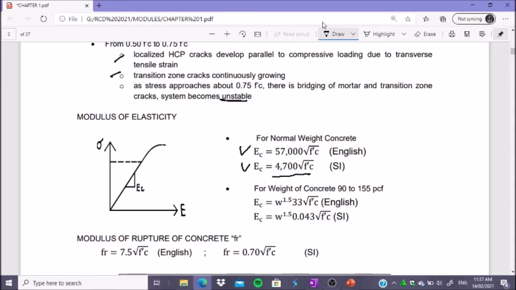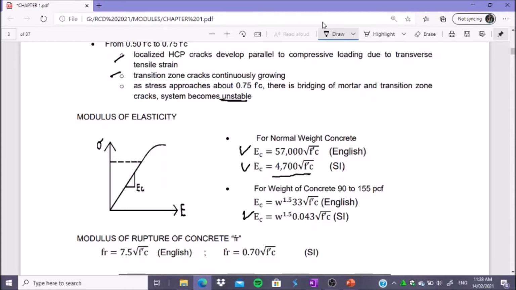Then we have for weight of concrete na 90 to 150 PCF. The modulus of elasticity is given as W raised to 1.5 times 33 square root of FC prime, that is for English, and W raised to 1.5 for SI. So if you divide 33 by 12, that is around 0.043 FC prime. Okay, so yan. Ngayon, due to the evolution of code, no?